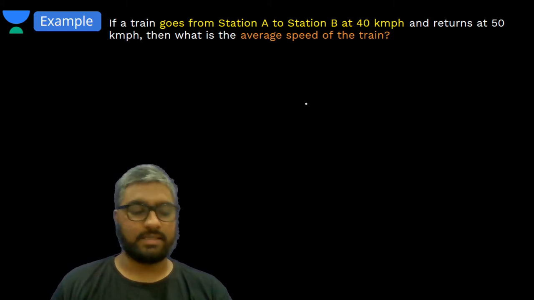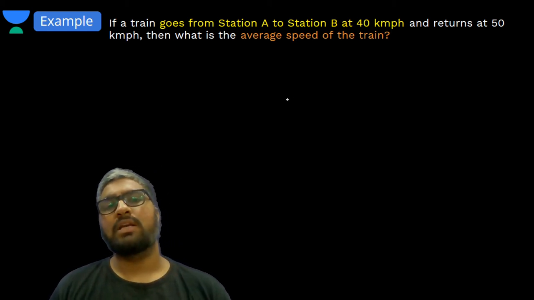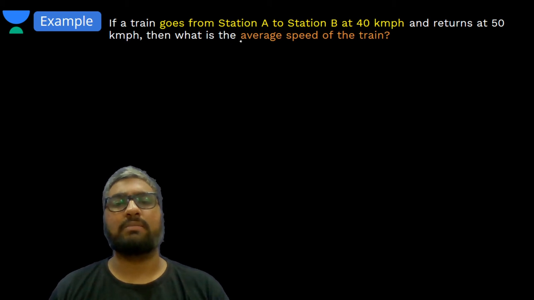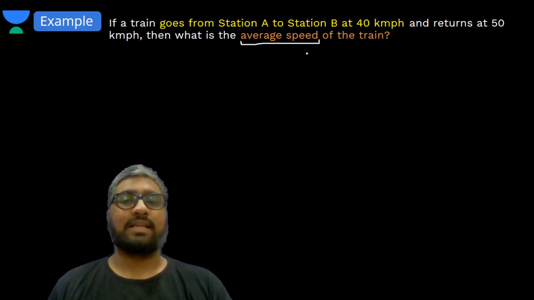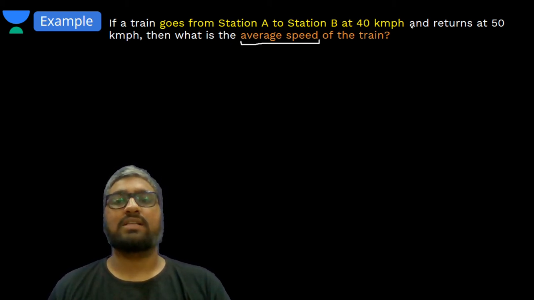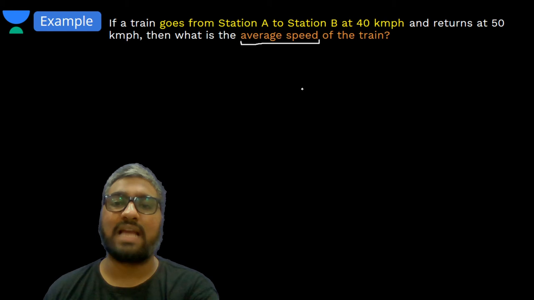Correct, Vibhor. Yes, the answer is 44.44 kilometers per hour. What you have to remember here, guys, is that average speed is not average of the speeds. What you've done is you've just taken the arithmetic mean of 40 and 50. You've added 40 and 50 and divided by 2, which is 45, which is wrong. That will only be the case if the same distance were covered or if the distance were covered in the same time.